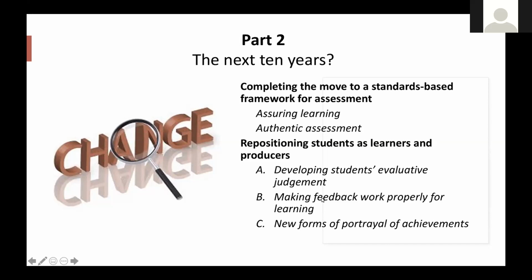But the things I want to focus on now are three things which I think are on our agenda that we need to take very seriously. The first one of these is developing students' evaluative judgments, and I'll explain these in a moment. Second is about making feedback work more effectively, and thirdly, looking at new forms of portrayal.